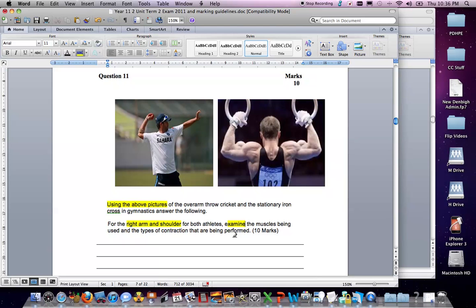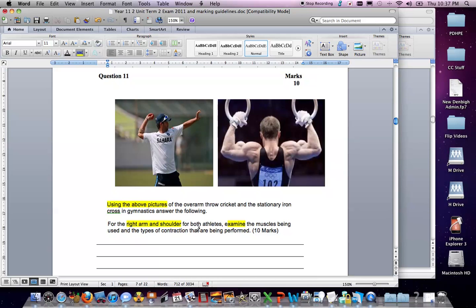The types of contractions being performed are the other part of the question, after we've identified the major muscles. Now, for the throw, the first thing we can look at is the muscles that are being used, and we have the deltoid, the latissimus dorsi, the bicep, the tricep, and down into the arm, the extensors of the arm. You could also talk about the external obliques, and the trapezius would also be used in this throwing action.